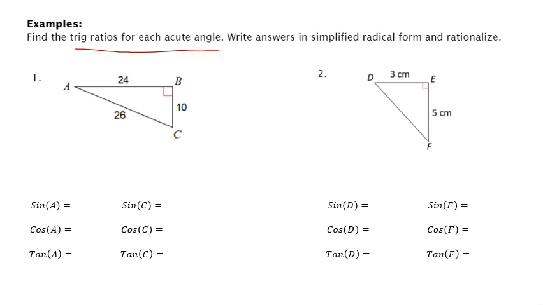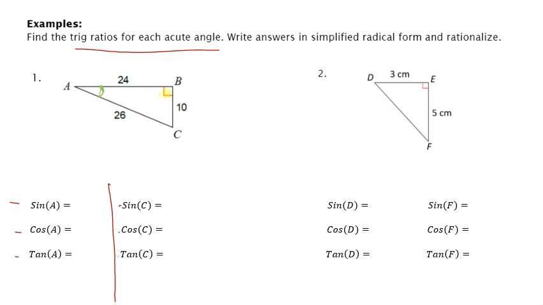So for example 1, you're going to see, even though these look like the same problem, this is actually two different problems. One is asking for sine, cosine, and tangent for angle A, and the other one's asking for angle C. So we're going to start with just angle A. If I look at angle A, we're going to go ahead and label everything out.